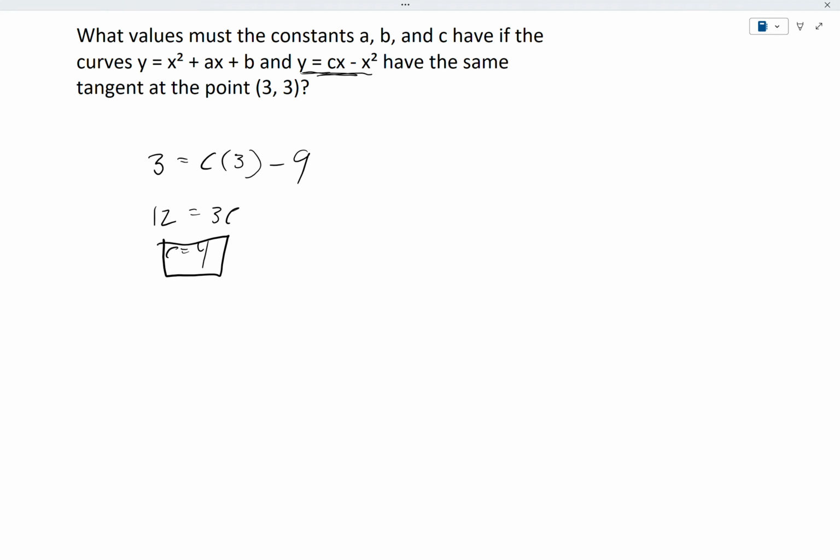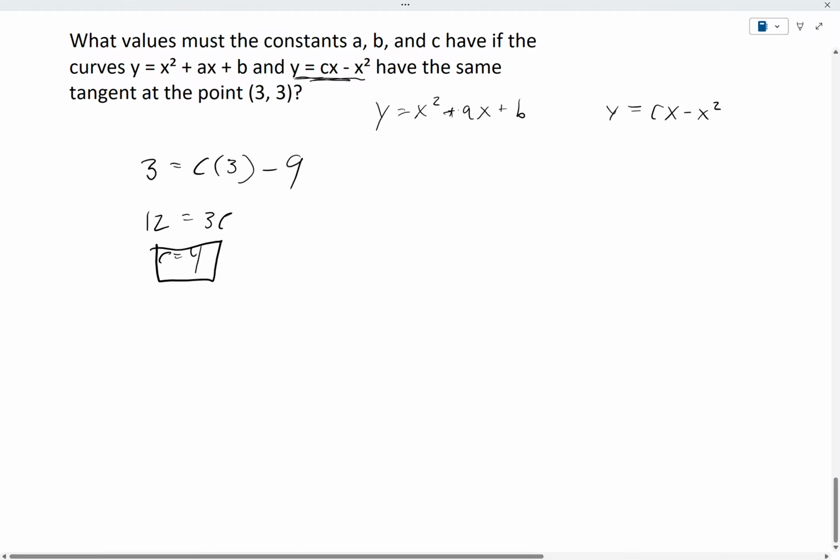Well, what other information are we given whenever they tell us that both of these curves have the same tangent at (3, 3)? Well, we know that at (3, 3), the derivative of both of these curves has to be equal, because it is equal to that same tangent, that same slope. So I'm going to take the derivative of both of these equations first. So the first equation was y equals x squared plus ax plus b. Second equation is y equals cx minus x squared. I'll take the derivative of each of these, and we're going to set them equal to each other.